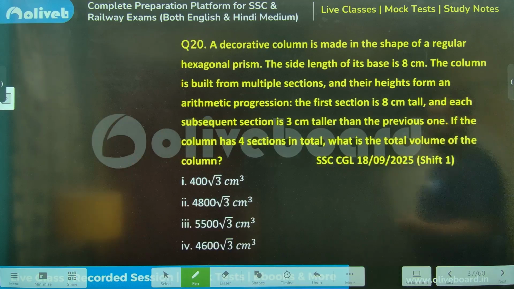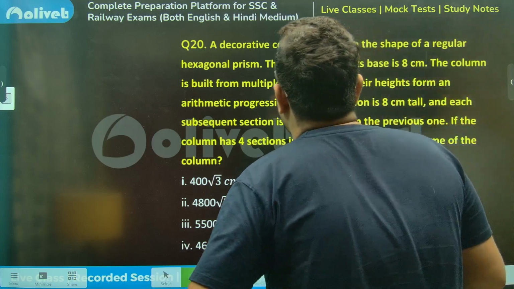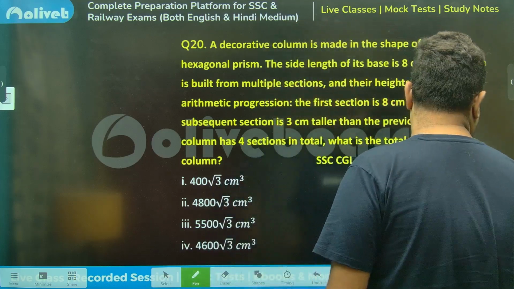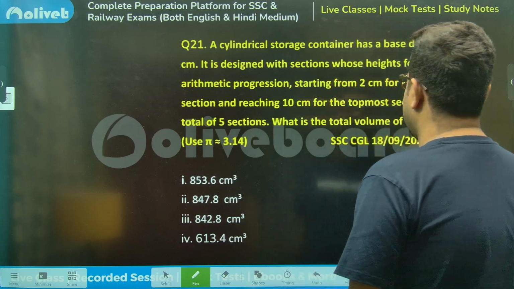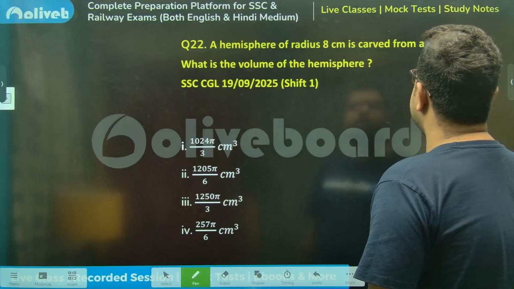Now, shape and prism are done. These questions we will do next.